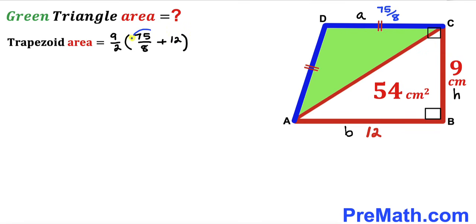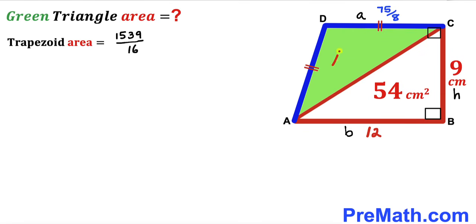And now let's focus on this quantity inside this parenthesis. This could be written as 75 divided by 8 plus 12, which could be written as 96 divided by 8. And if we add them, that is going to give us 171 divided by 8. So thus we end up with 9 divided by 2 times 171 divided by 8. And if we multiply, that is going to be equal to 1539 divided by 16. And here's our final step.